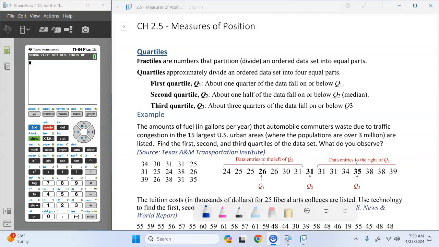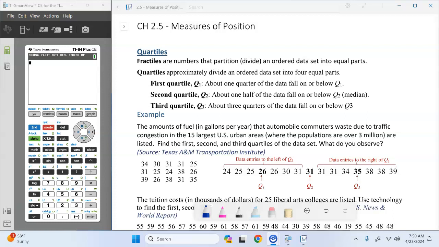So our first example, we're given the amount of fuel in gallons per year that automobile consumers waste due to traffic congestion in the 15 largest urban areas, where a population is over 3 million. They're listed. Find the first, second, third quartiles of the data set, and then what do we observe? Okay, so again, when we're looking at observations, it's what do the numbers tell us? Okay, we could probably make some assumptions, but we don't have to, don't look too hard. So we have to order the data first.